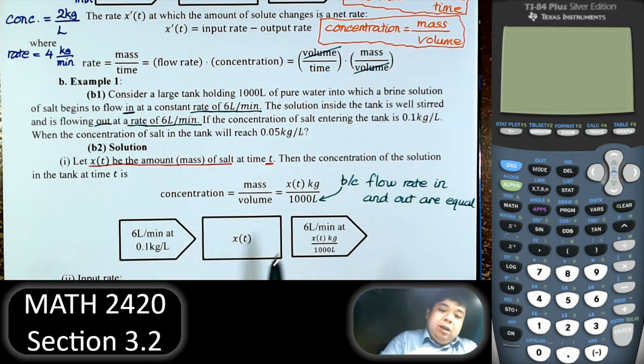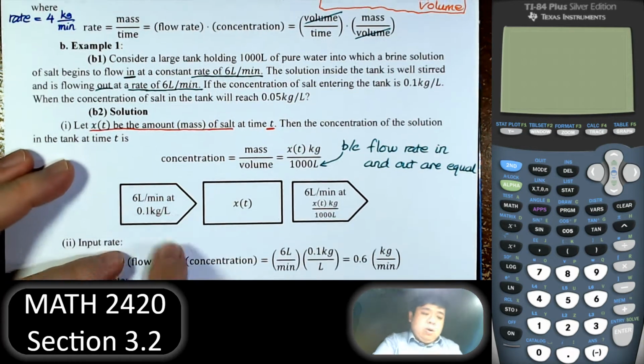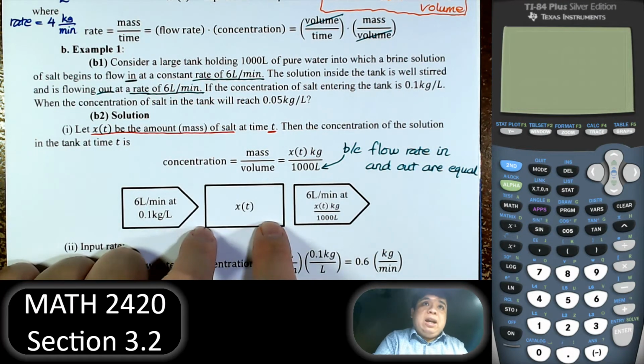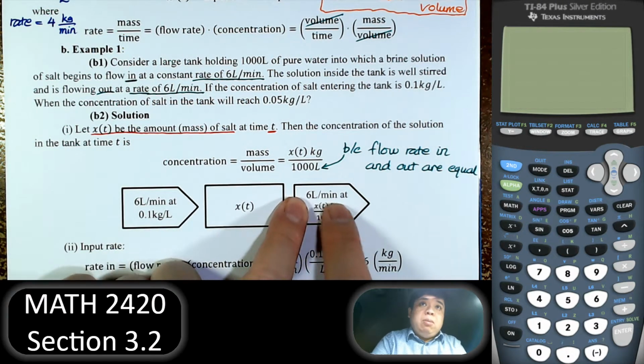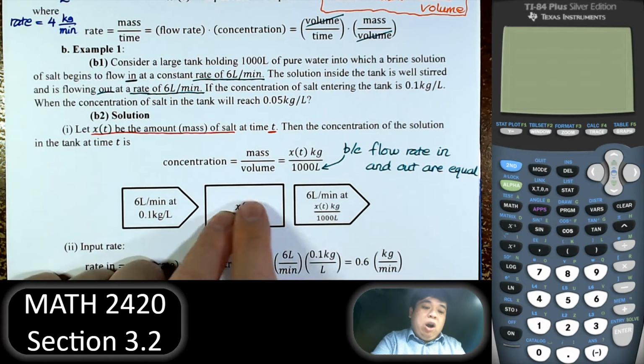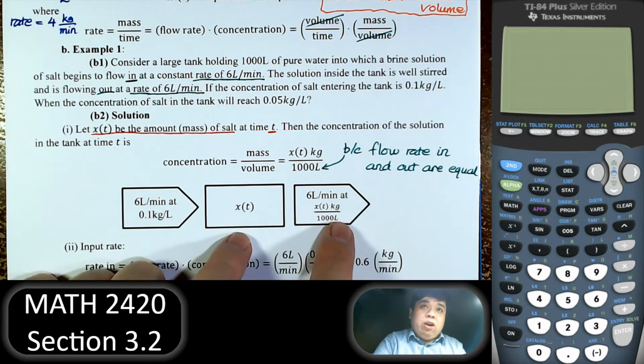Yeah. So that's why it is constant, 1,000 liters. Now, as we summarize the problem, the flow rate is 6 liters per minute at that concentration, 0.1 kilogram per liter, entering the tank, and 6 liters per minute exiting the tank, and the concentration is whatever the amount of salt over 1,000 liters.